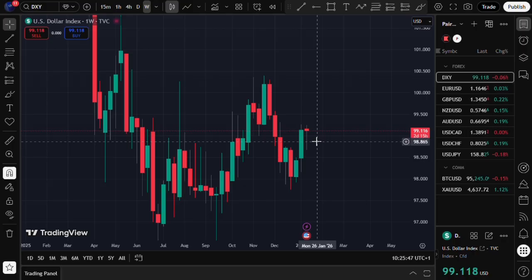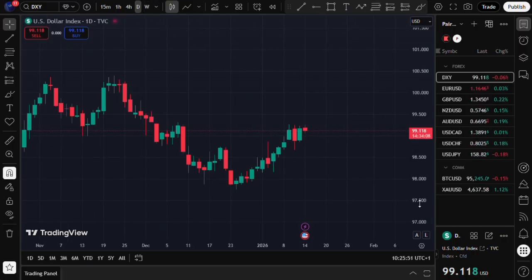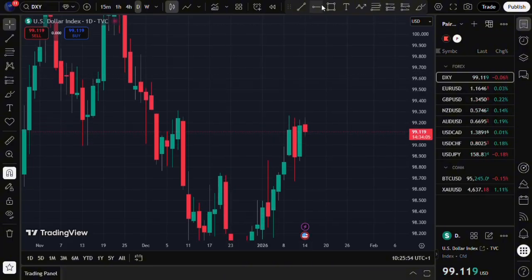Because if all of these things have been done, then the moves are going to be very clear, and you'll be able to see the direction of the market very, very clearly.